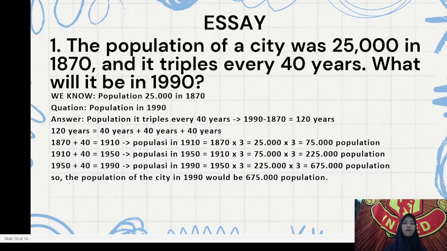1870 plus 40 is 1910. The population in 1910 is 25,000 times 3, which is 75,000 population.